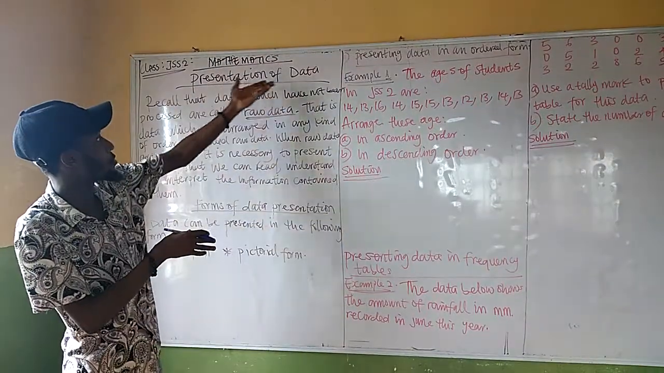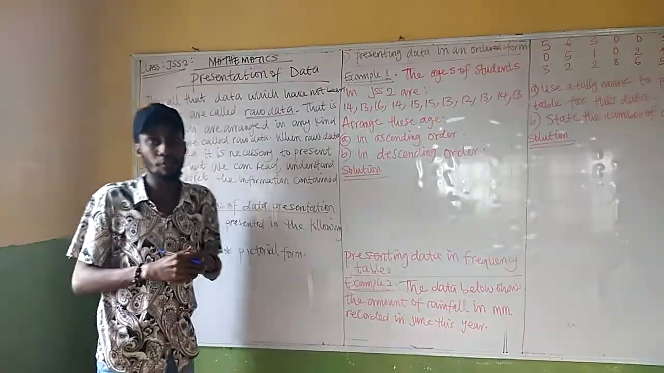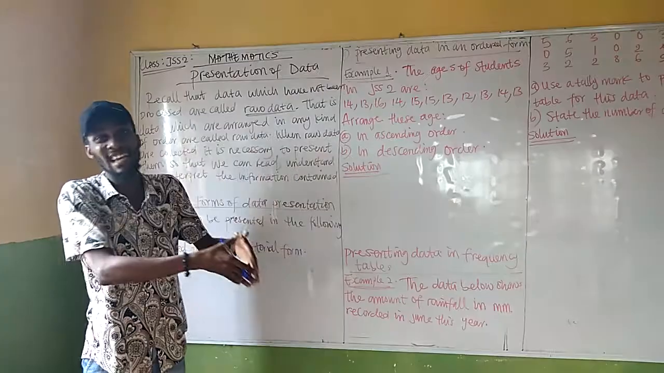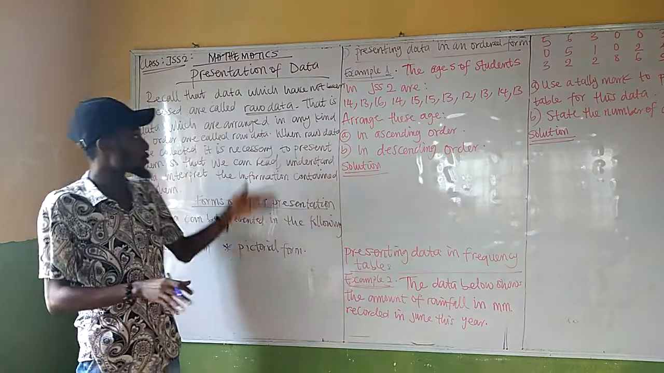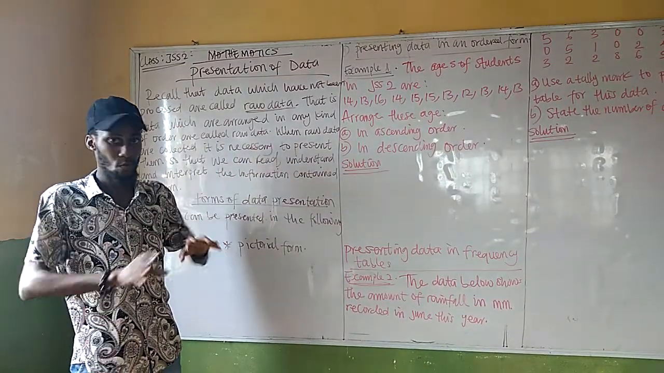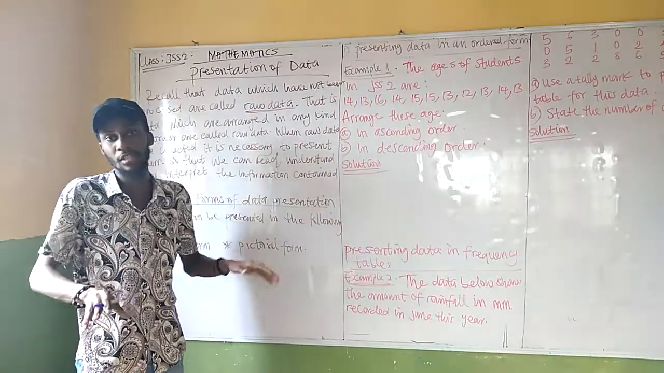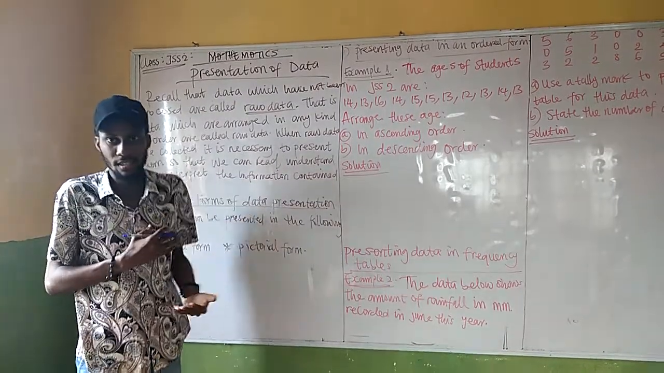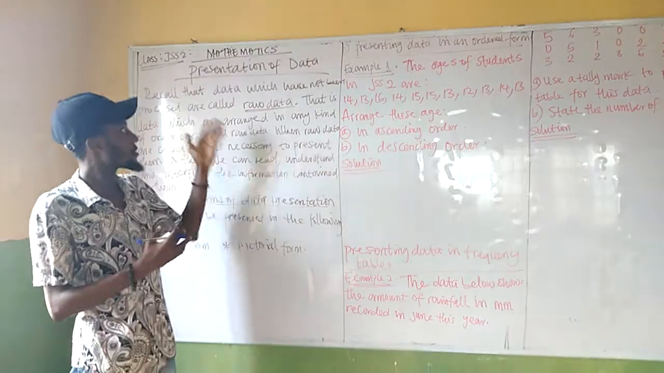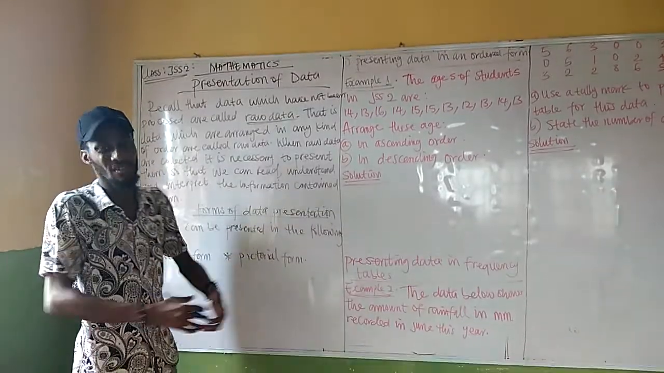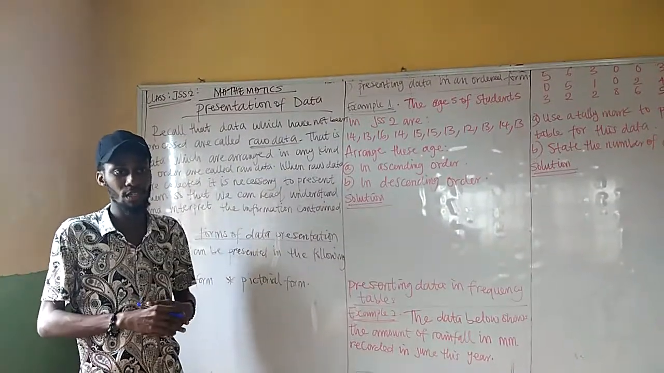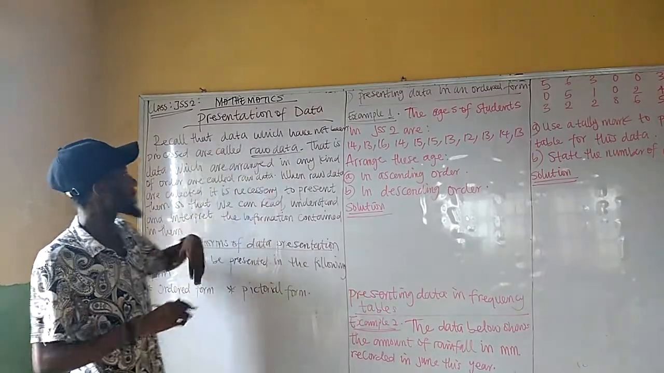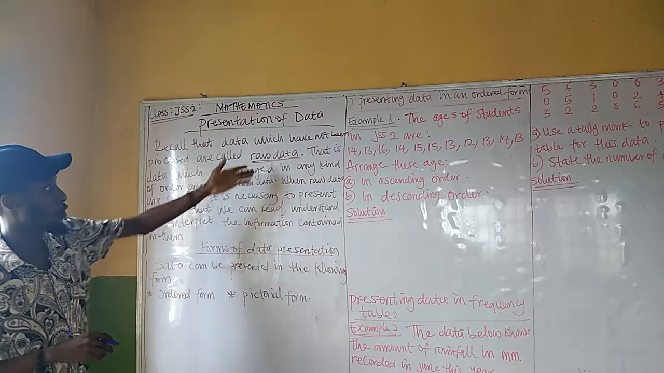The process of rearranging data in a more readable form is what we mean by presentation of data. After you have collected your data, at that moment it will be scattered. That is what we call raw data. Are you getting my point? But a process whereby you arrange it in a more readable form is how you present data. Presentation of data.